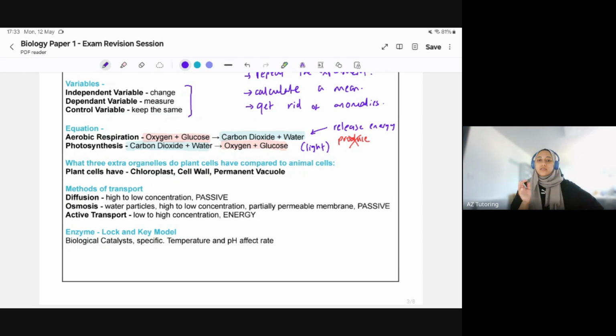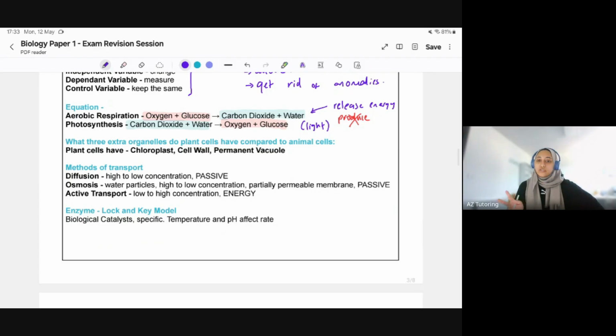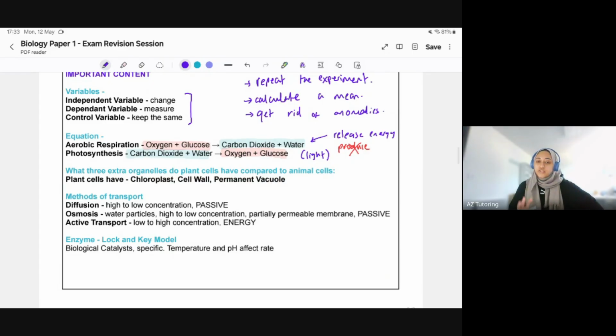In plants, it's known as fermentation because ethanol gets produced. So make sure you know the two differences with anaerobic respiration. But generically, when you're speaking about respiration, you're speaking about aerobic respiration.